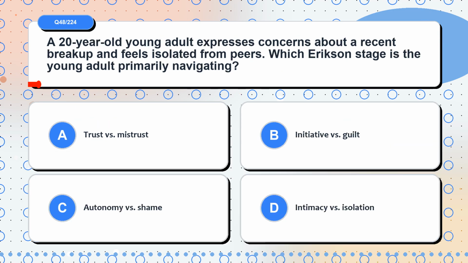Question 48. A 20-year-old young adult expresses concerns about a recent breakup and feels isolated from peers. Which Erikson stage is the young adult primarily navigating? Here are the options. Option A, trust versus mistrust. Option B, initiative versus guilt. Option C, autonomy versus shame. Option D, intimacy versus isolation.